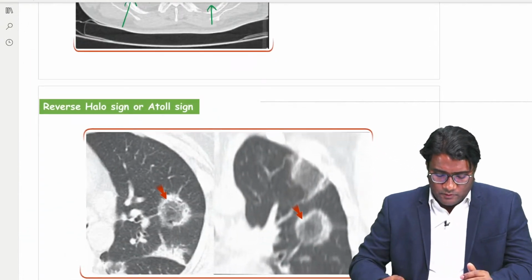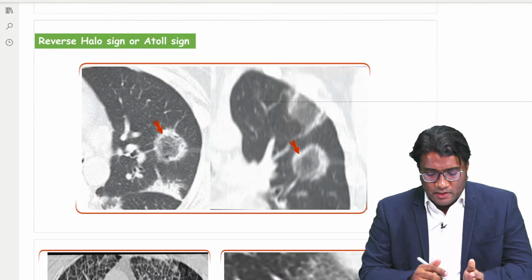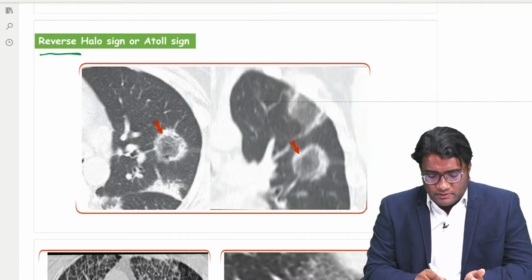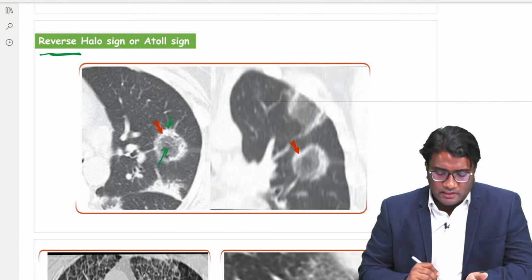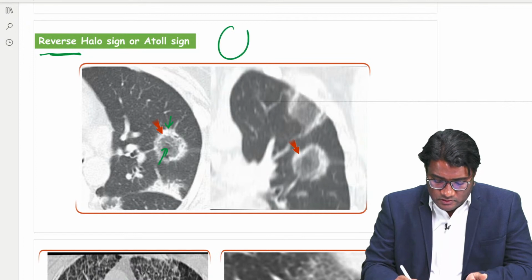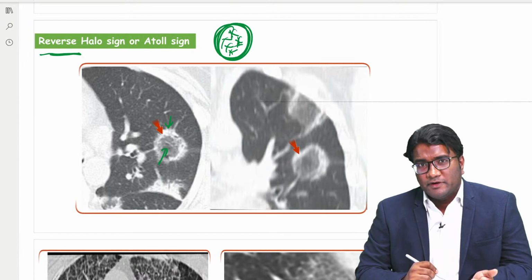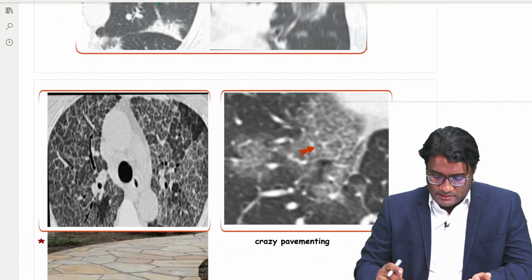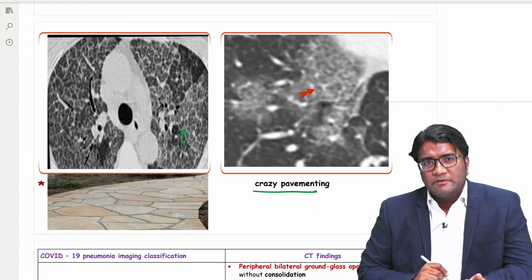Okay, and what are the typical findings? What are the other typical findings that you can expect in COVID-19? More than the halo sign, we generally see a reverse halo sign. In reverse halo sign, you see peripheral consolidation with central ground glassing. This is also a typical finding that you can see, especially in healing stages of COVID-19. And you may see thickening of the interlobar and interlobular septa, and that is called crazy paving.